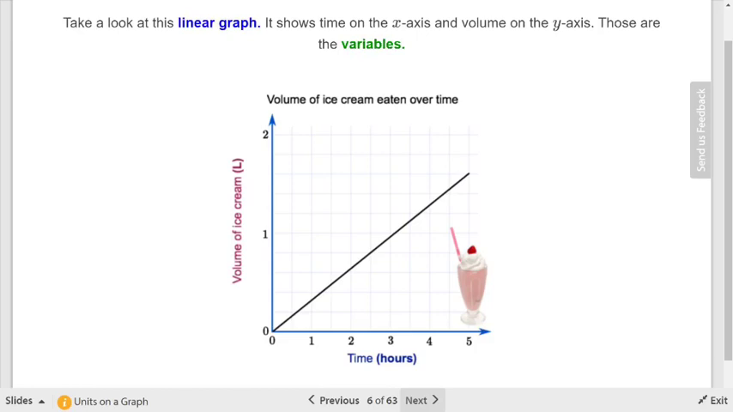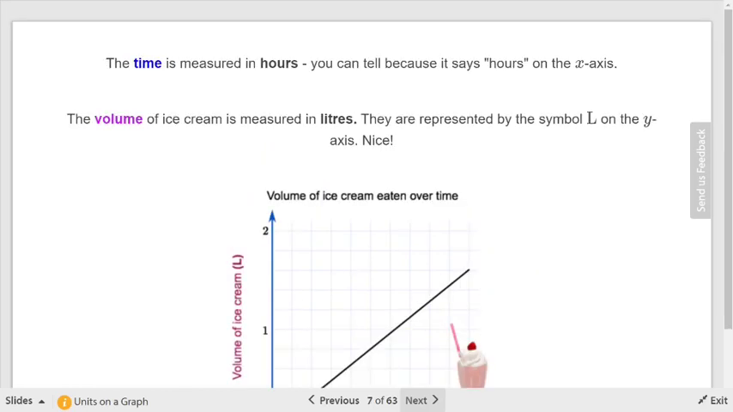And so what do you notice about this line? As time goes by, it goes up, which means what in this case, though? You're eating more ice cream. You're eating more ice cream, exactly. As time goes by, more ice cream is eaten. Make sense? Because just the way it goes, yeah, but ice cream is special.